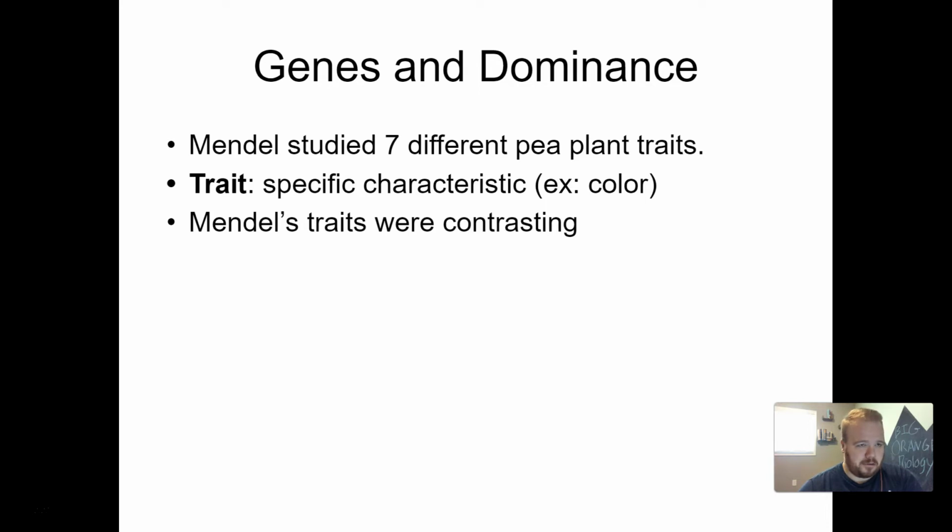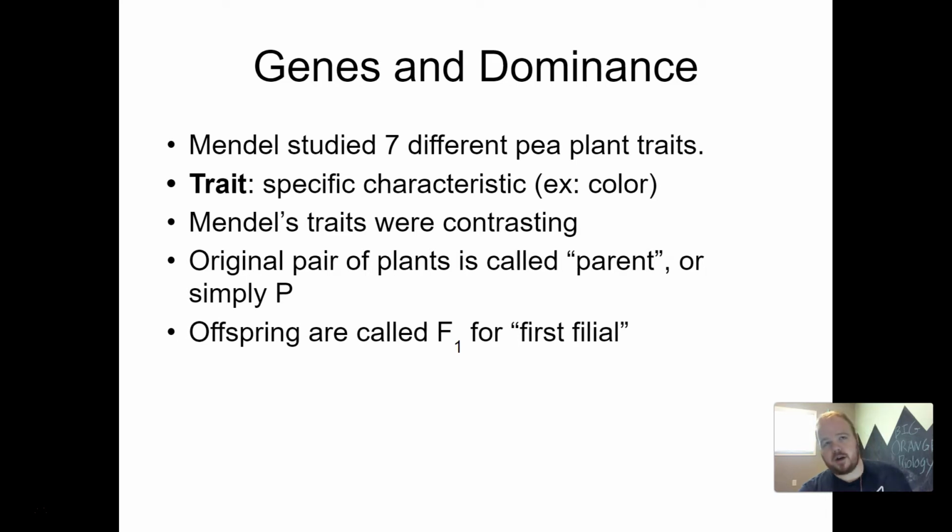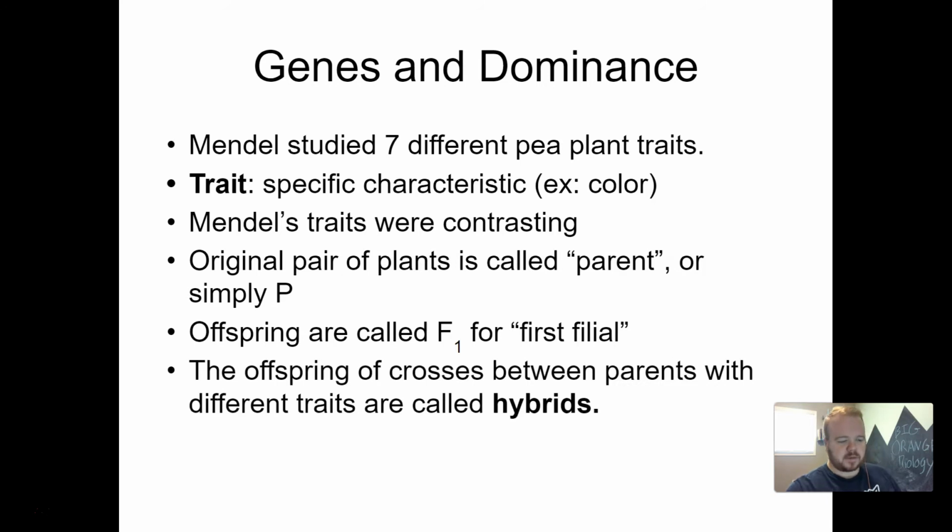Now, when we use the word trait, we're talking about a specific characteristic, for example, color. Mendel's traits were contrasting. So Mendel looked at traits that were distinctly different from one another. The original pair of pea plants were called the parent, or simply the P generation. Offspring were called F1, for first filial. Filial is just another word for offspring. And the offspring of crosses between parents with different traits were called hybrids.